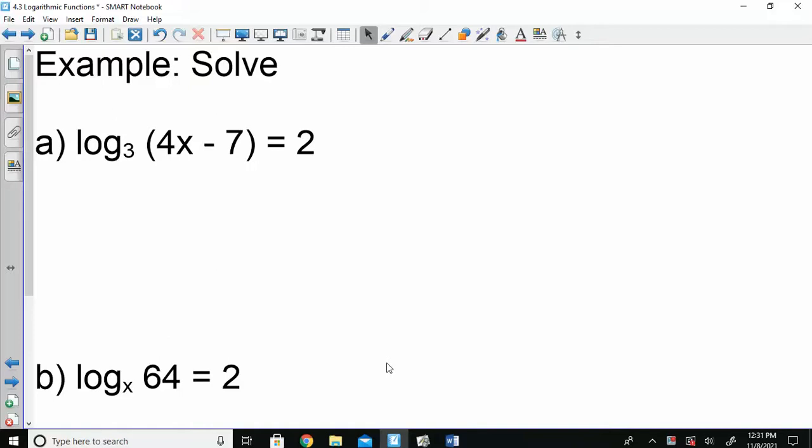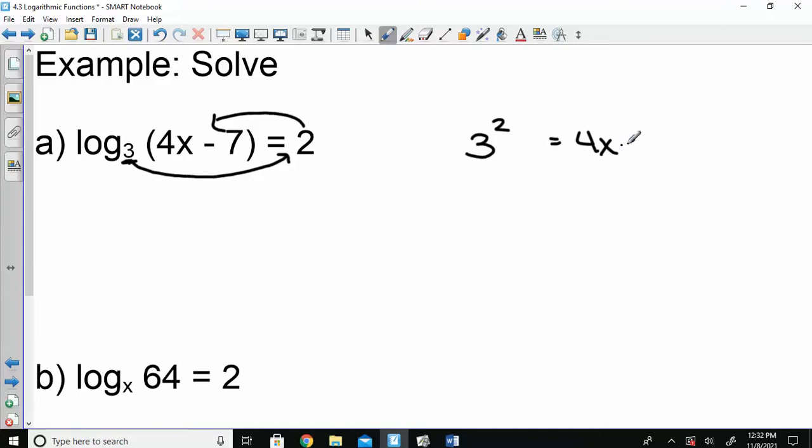Alright, so here is our first one to solve. Remember, when we were graphing, we usually started out just by taking the log and changing it to an exponential. And so that's actually going to be the same strategy when we go to solve these equations. We have to first change it to exponential form. How did we do that? You start at the base, so the base of the log is the same as the base of the exponential. So it would be 3 to the second power equals 4x minus 7.